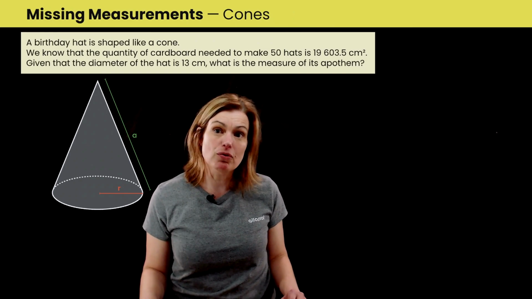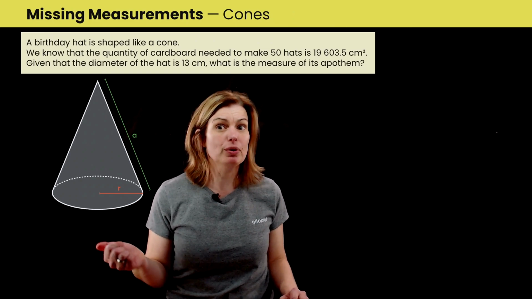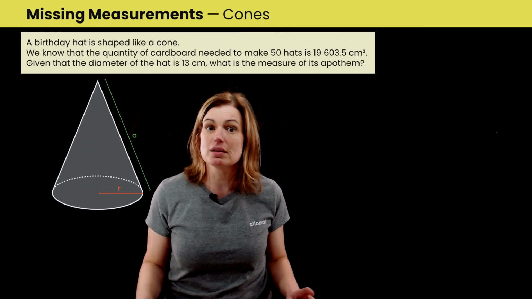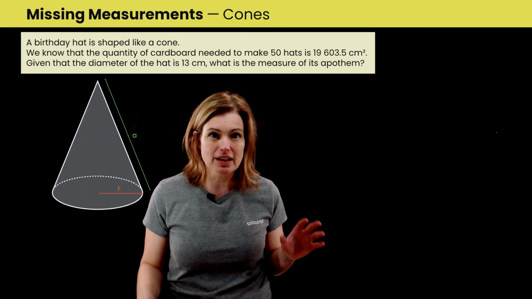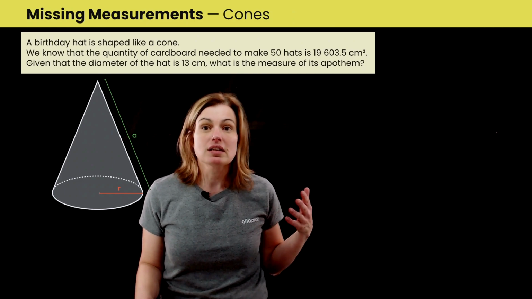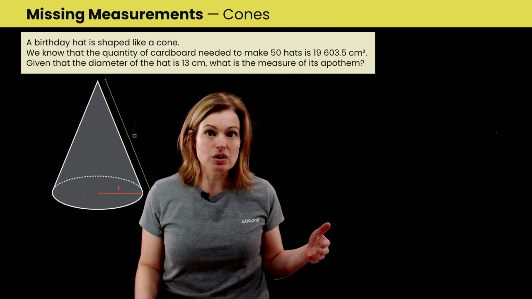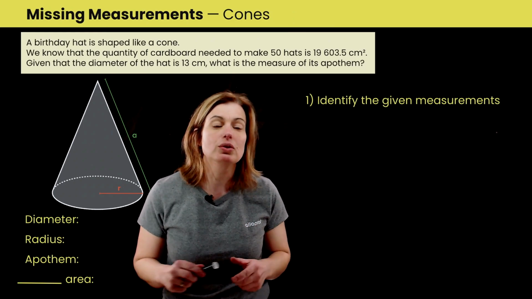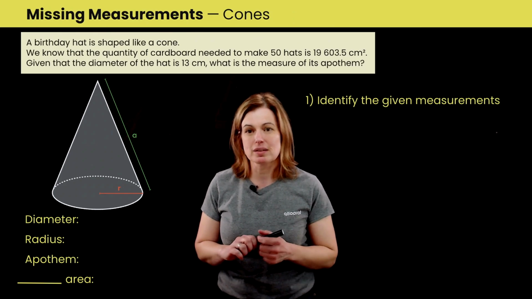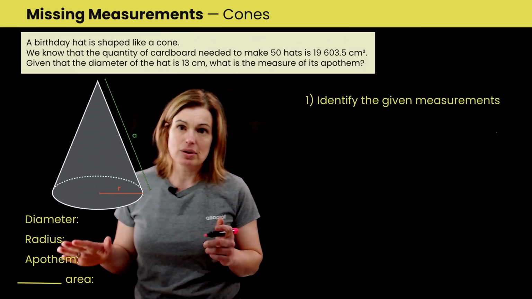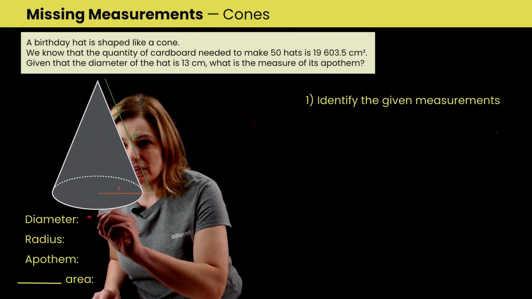Okay, so for example 4, we're going to be looking at a birthday hat shaped like a cone. We know that the quantity of cardboard needed to make 50 hats is 19,603.5 centimeters squared. Given that the diameter of the hat is 13 centimeters, what is the measure of its apothem? So the first thing we're going to do is identify the given measurement. So we know from the problem that the diameter of this hat is 13 centimeters. So that's what we're going to write here.